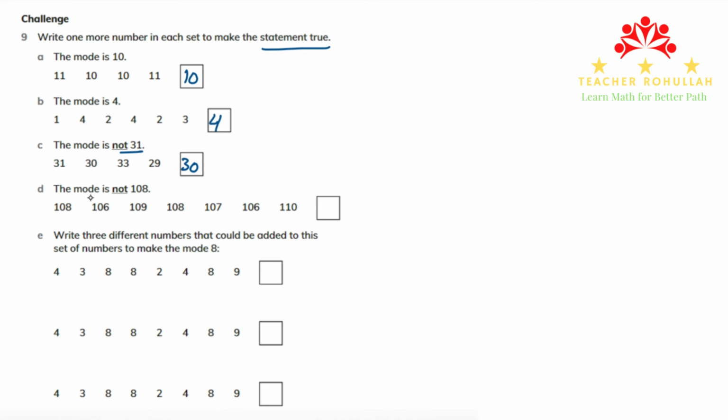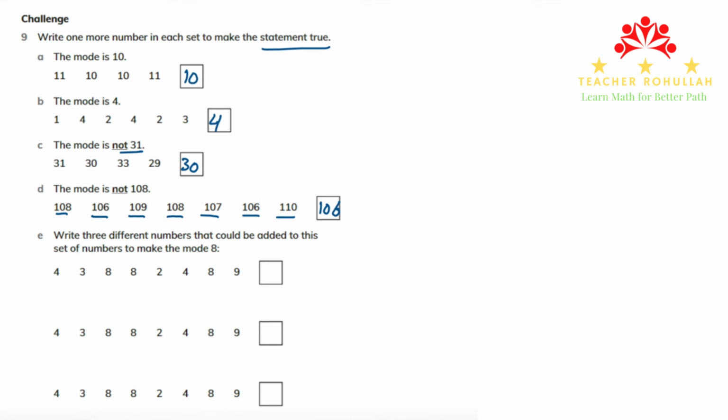In part D, it says, the mode is not 108. Let's see how many 108s we have here. We have actually 2 106s, 109, 107, and 110. So if we give 108 here, it becomes the mode. To make 106 the mode over here, we can put 106. Now 106 is the mode, not 108.